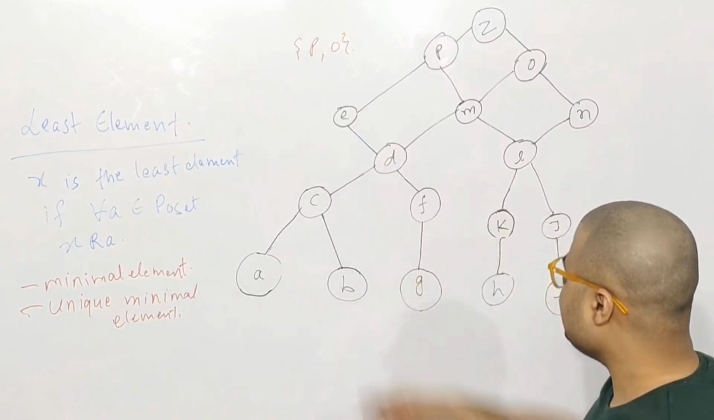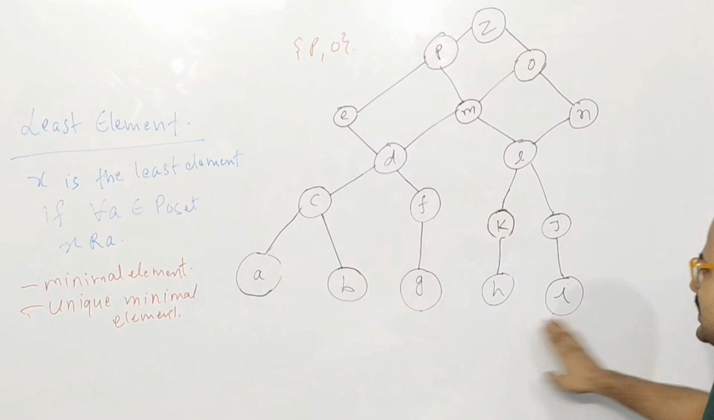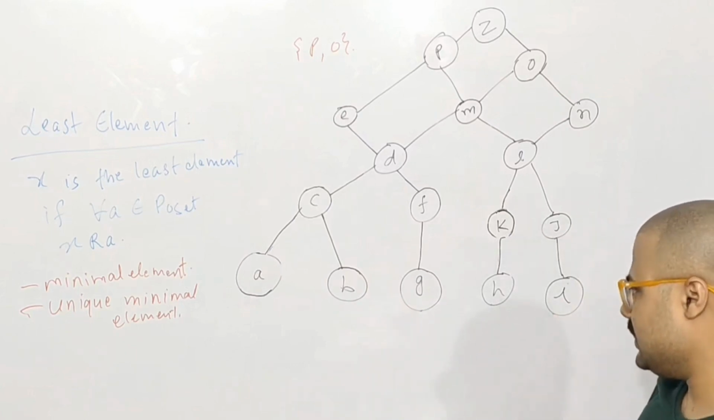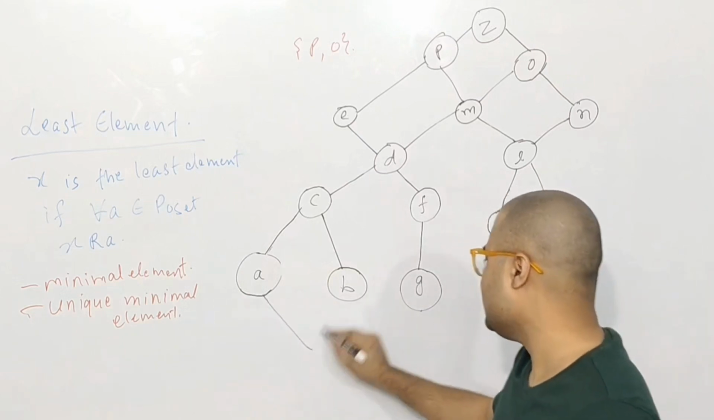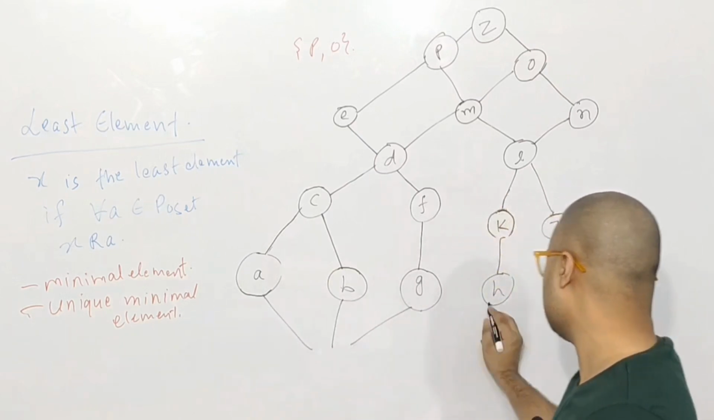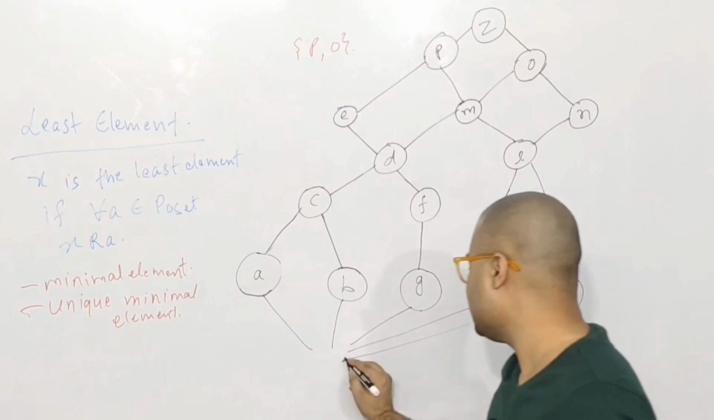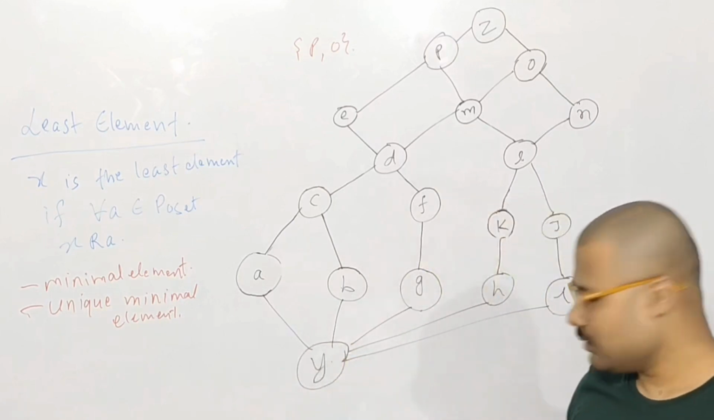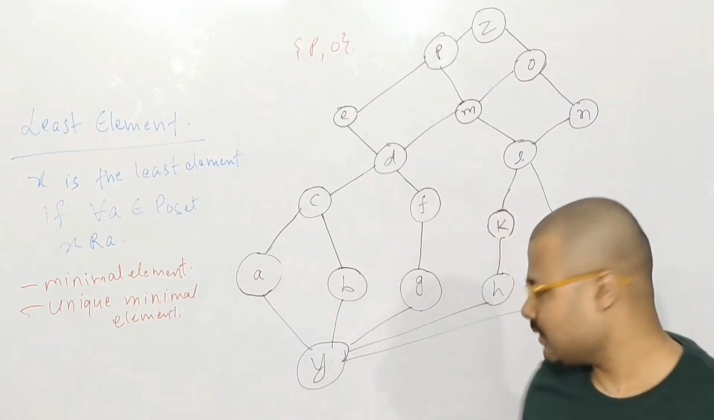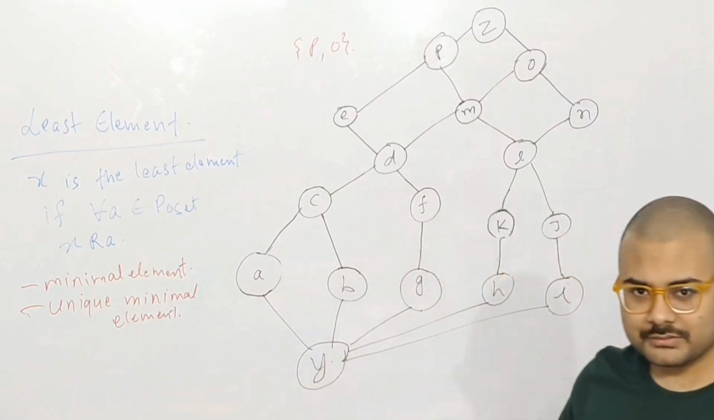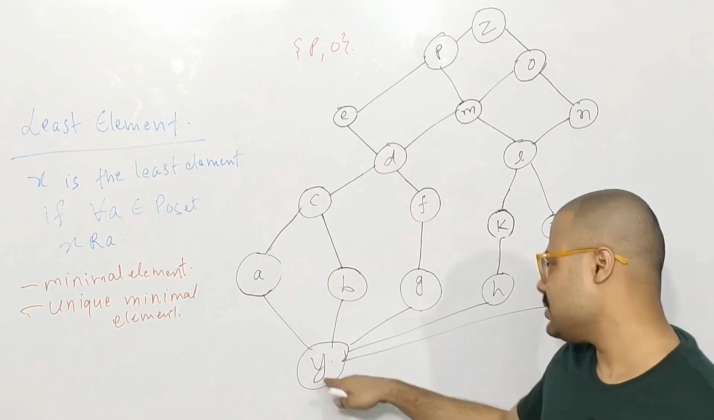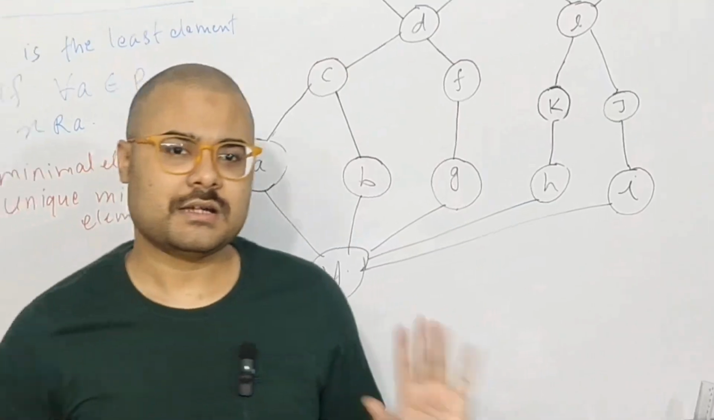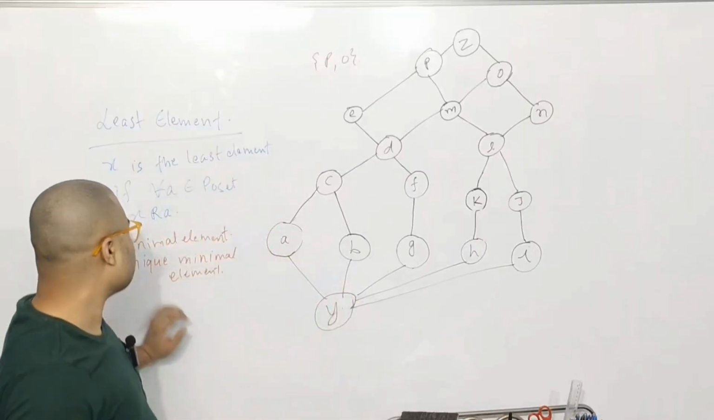Now, in this Hasse diagram, there are many minimal elements A, B, G, H, and I. So I will make it a unique one. Let's suppose this is my Y. Now this Y is the least element. There is only one unique minimal element, which is Y, and this is also the least element because there is an upward path to every other node. So let's end this video here with least element and greatest element.